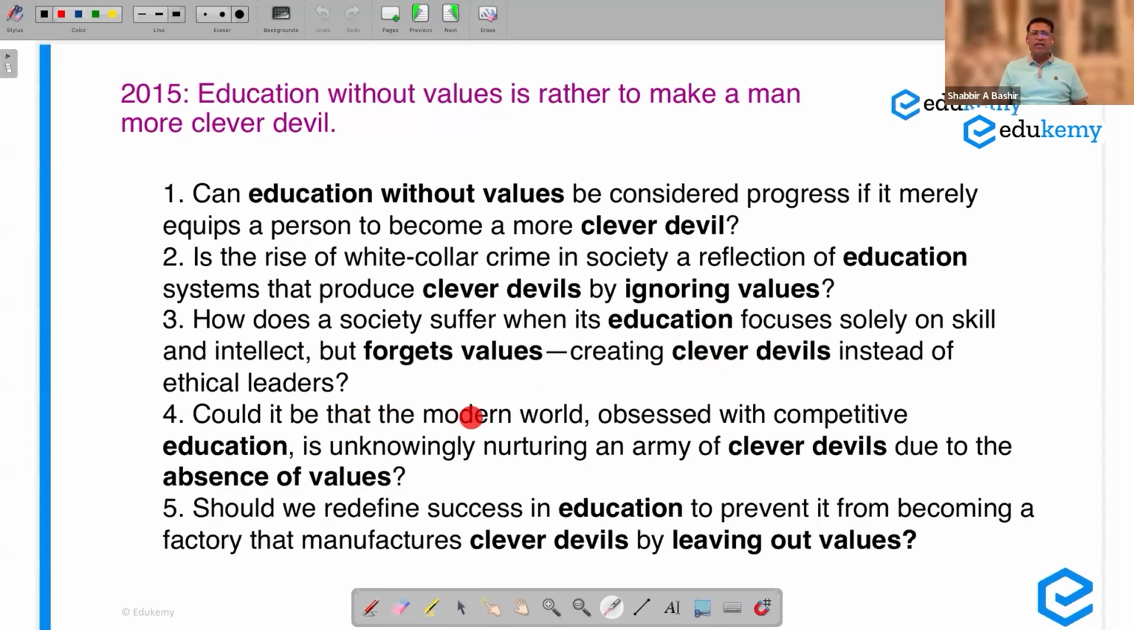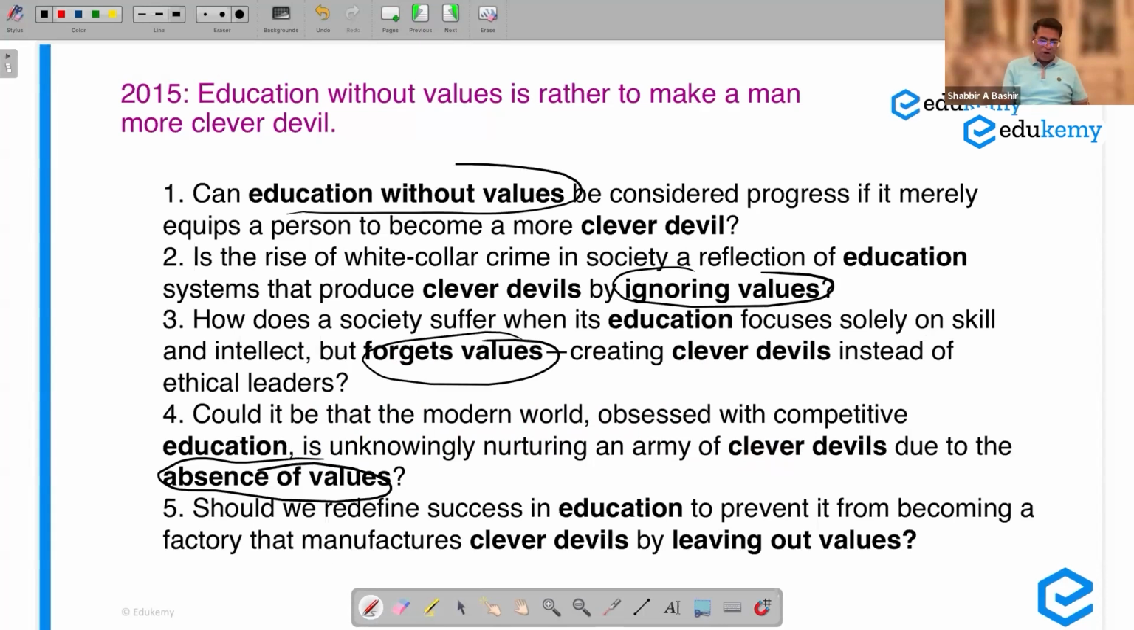Could it be that the modern world, obsessed with competitive education, is unknowingly nurturing an army of clever devils due to absence of values? So absence of values, forgets values, ignores values, education without values, you are seeing getting repeated. और हर क्वेश्चन में education है, clever devil है, and living out values है. So that's the technique of developing dimensions and creating questions from a particular topic.